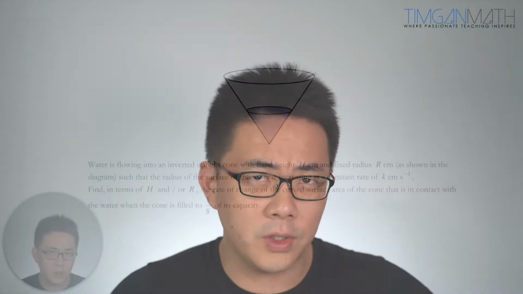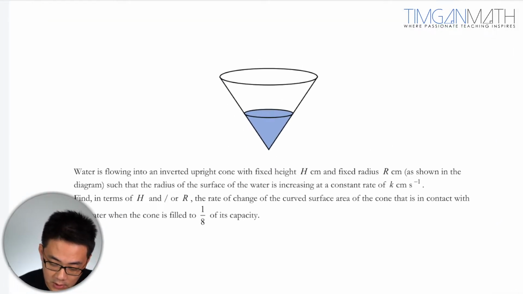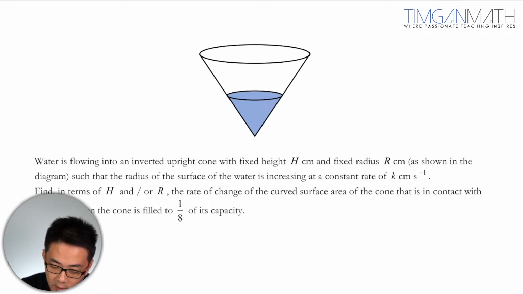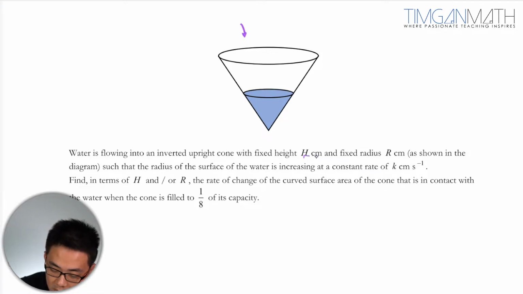Hi students, let's look at this question here, which is on the application of differentiation. This is actually on connected rates of change. Let's say I can do this proficiently. So water is flowing in an inverted upright cone of height h. Just take note that h is a constant.